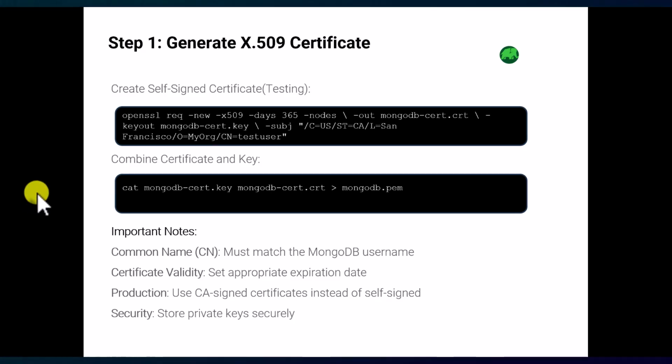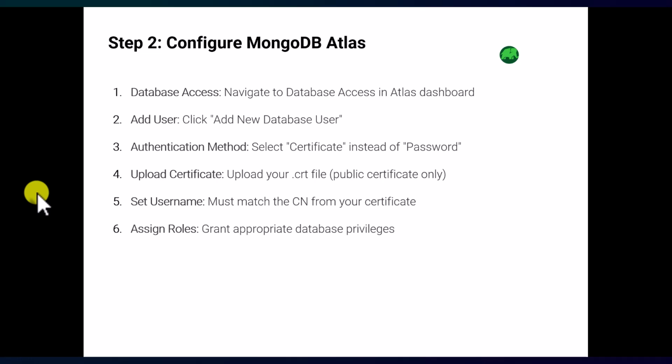So in the next step, this is what we'll be doing. So we've just performed these actions. We created a self-signed certificate. We then combine the certificate and the key. And in the next step, I need to go to Atlas. So I'll navigate to Atlas. So let me do that, and then I'll add a new user, and also I'll add the appropriate authentication method. In this case, I'll be authenticating using a certificate instead of SCRAM-SHA-256. I'll then set the username, which must match the CN for my certificate. I'll then assign the appropriate role.